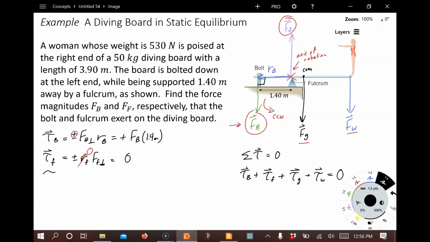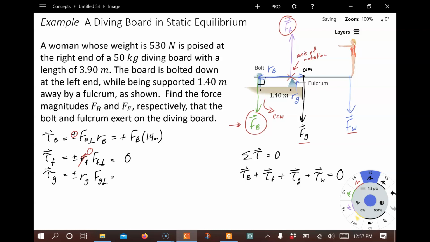Let's go on to the next one. The torque due to the object's own weight, or the gravitational force that acts on it. Again, same thing: plus or minus the radius for gravity times the perpendicular component of that force. And if we look at it again, let's draw that radius here. Here's the axis of rotation. There is the fulcrum, right? And so this right here is the radius for that gravitational weight force. We're going to go ahead and figure that out.